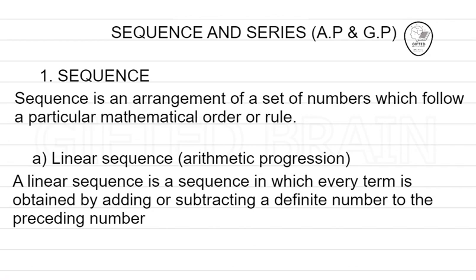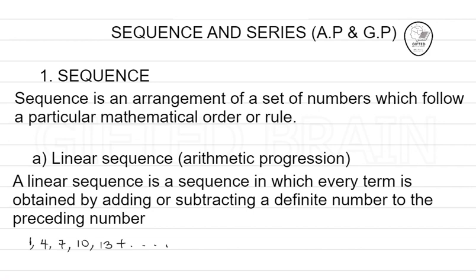And what actually is a linear sequence? A linear sequence is a sequence in which every term is obtained by adding or subtracting a definite number to the preceding number. For instance, let me say we have 1, 4, 7, 10, and 13. As you look at these numbers, what do you notice? We keep adding 3 to the previous number. That's an example of a linear sequence.